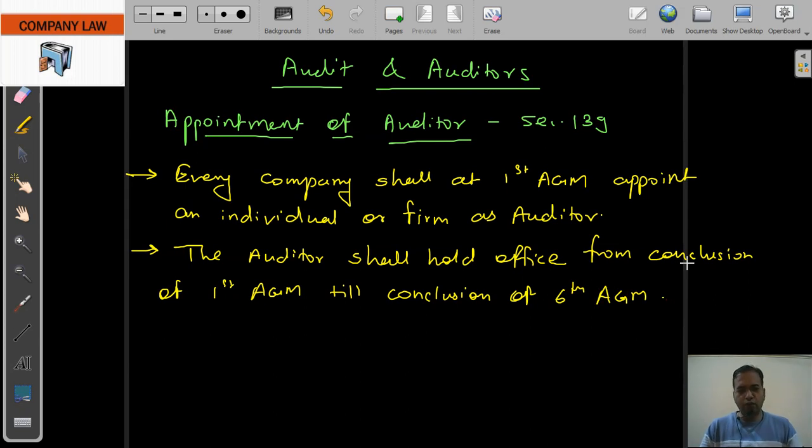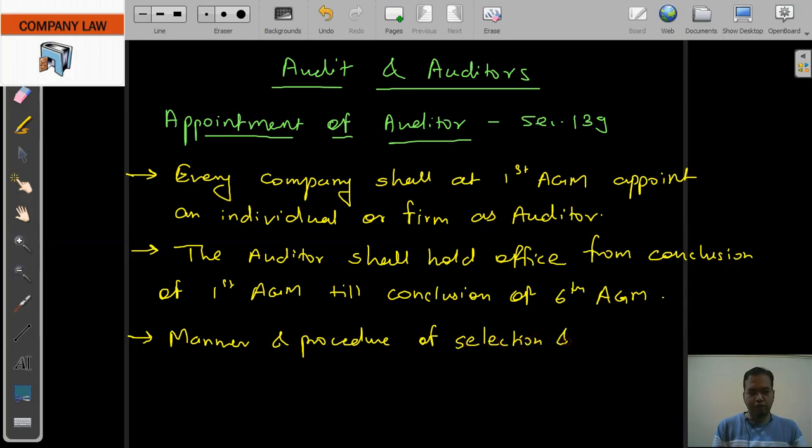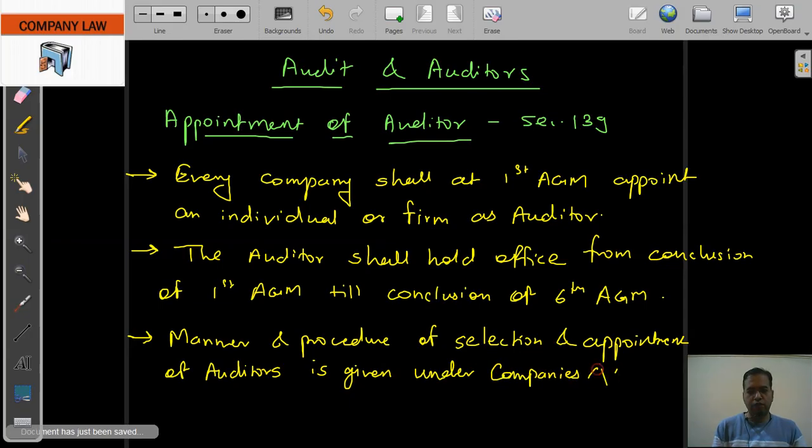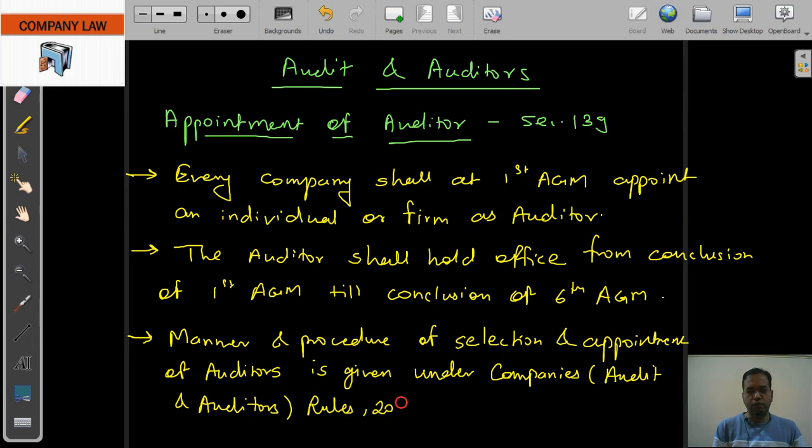The auditor provisions are given under the rules of companies. The manner and procedure of selection and appointment of auditors is given under the Companies (Audit and Auditors) Rules, 2014.